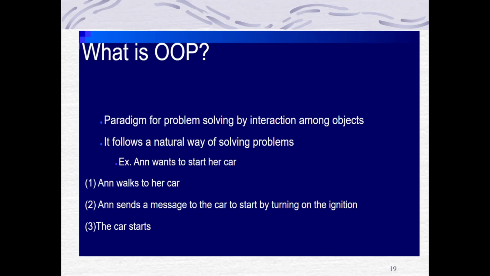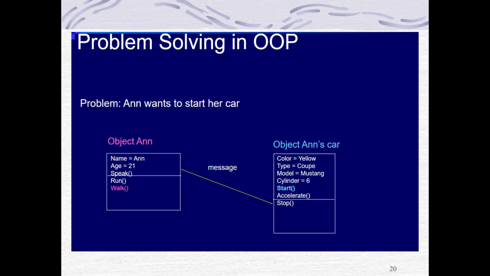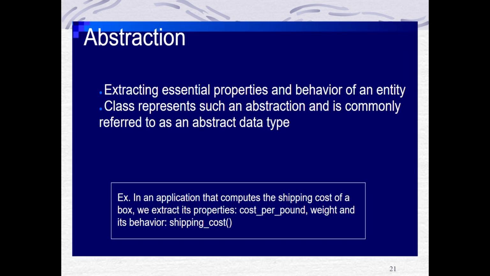Now we are going to learn what object-oriented programming is. Object-oriented programming is a paradigm for problem solving by interaction among objects. It follows a natural way of solving problems. Here, if Annie wants to start her car, she wants to accelerate and stop, and she wants to do the actions of those objects. So an object is a real world entity.